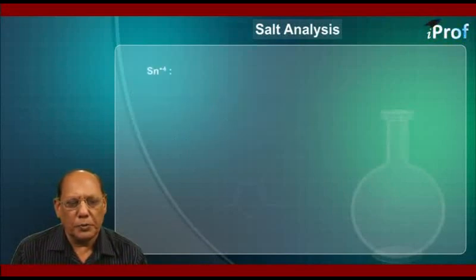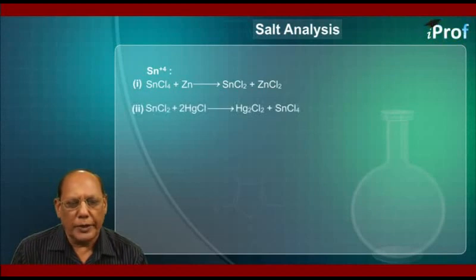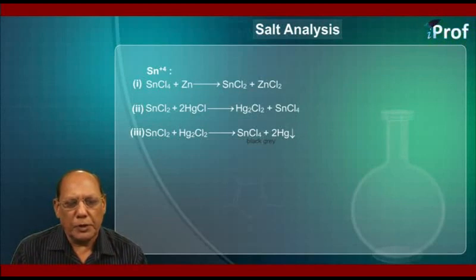Finally, for Sn4+, the first equation deals with the reaction between SnCl4 and zinc to give SnCl2 plus ZnCl2. Then the second one is SnCl2 + 2HgCl2. We get Hg2Cl2 + SnCl4. Then SnCl2 + Hg2Cl2 will give SnCl4 + 2Hg. The same reaction we have already learned in second A group for testing mercury. So here we get black-gray particles of mercury.